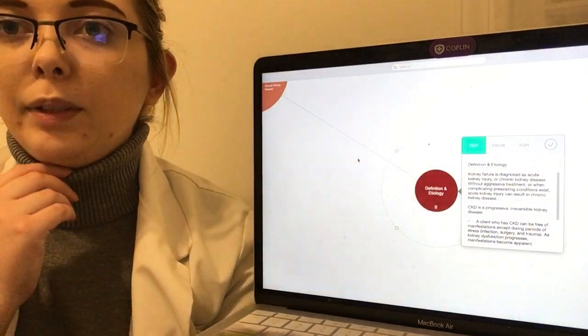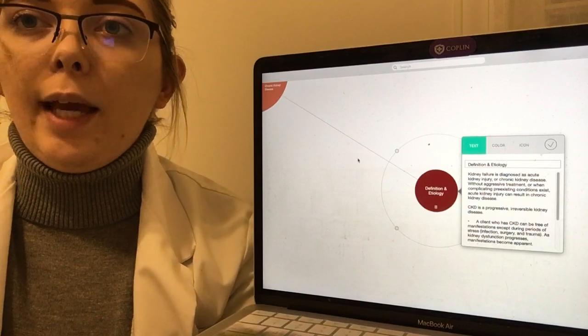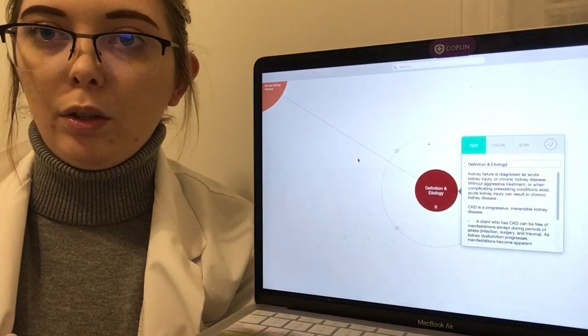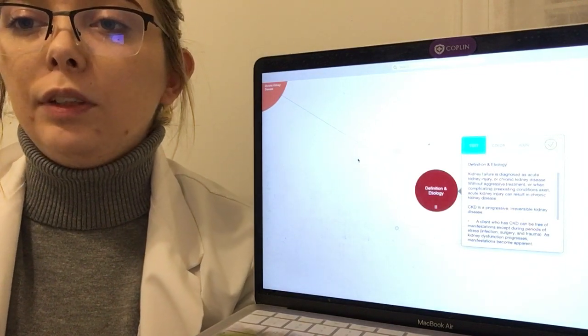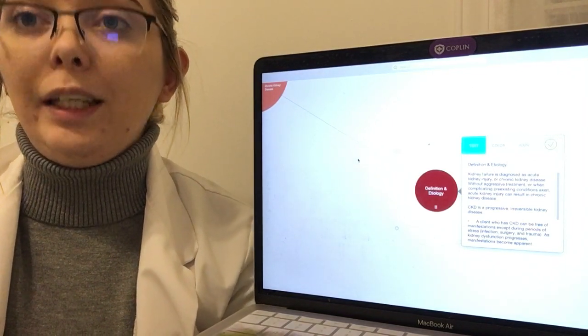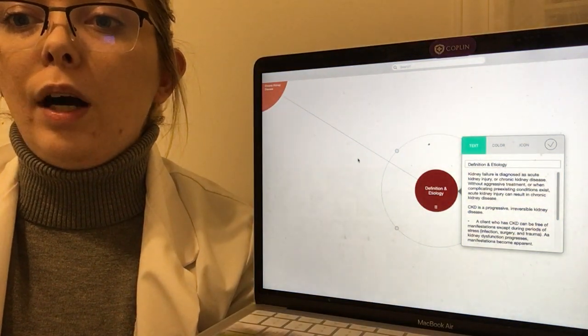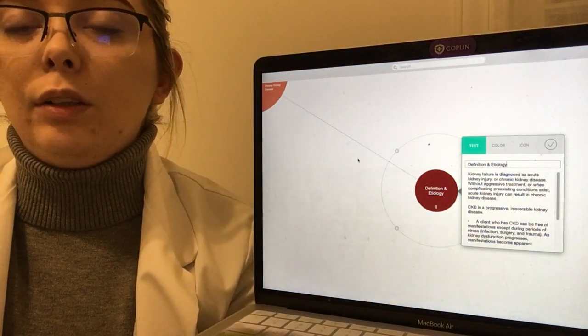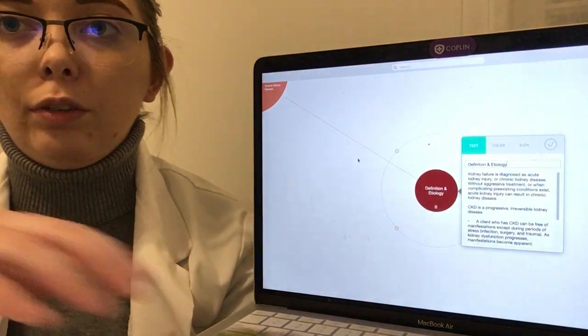So oftentimes at first, the early stages of CKD, the patient may present with no signs or symptoms. Adults are at an increased risk for CKD related to the aging process. So a decreased number of functioning nephrons, which would be the GFR, which is the glomerular filtration rate.